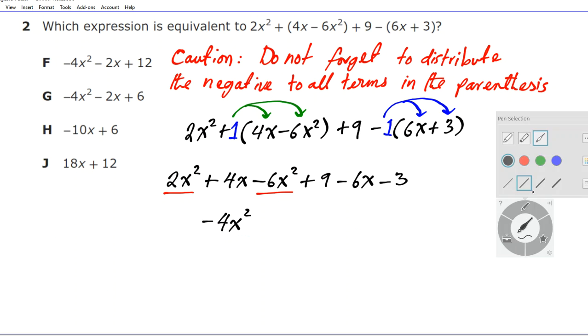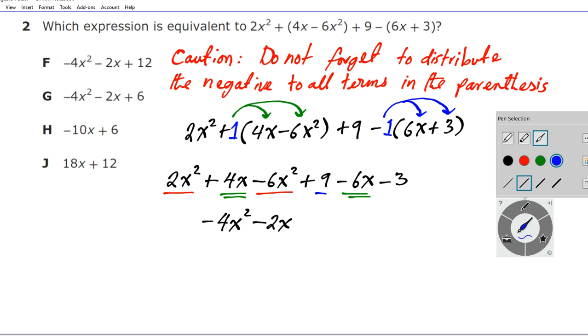Now let's go to the first degree terms, which are the 4x and negative 6x. When we combine those two, plus 4x minus 6x, you subtract again and keep the sign of the bigger, so negative 2x will be your answer. And then to finish this off, we'll proceed to the 0th degree term, also known as your constant.